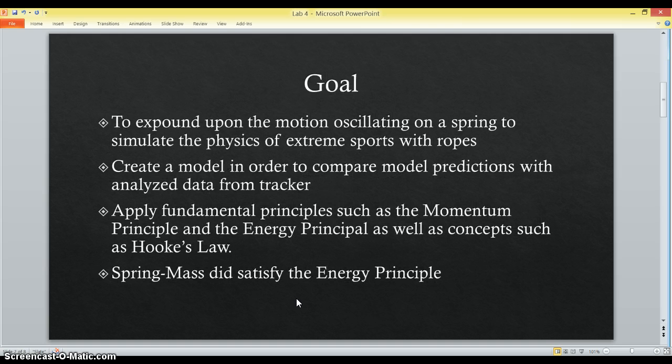The goals. One of the goals of this lab was to expound upon the motion of oscillation on a spring to simulate the physics of extreme sports with ropes. We also created a model in order to compare model predictions with analyzed data from Tracker. Secondly, we applied the fundamental principles such as the momentum principle and the energy principle, as well as concepts such as Hooke's law. And in the end, it was showcased that the spring mass did indeed satisfy the energy principle.